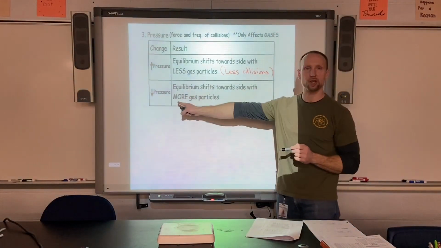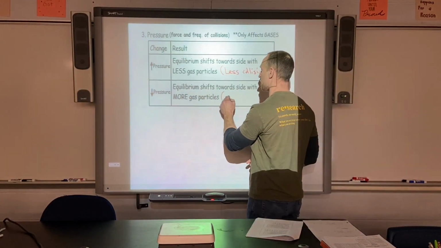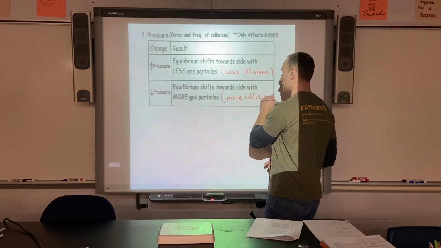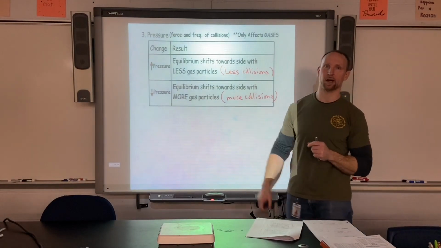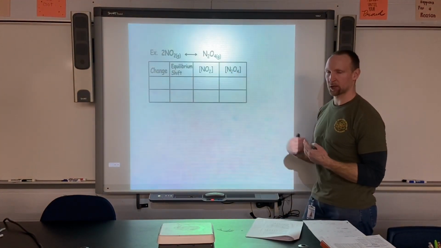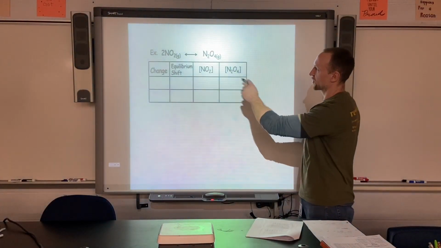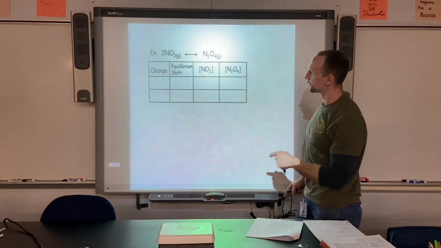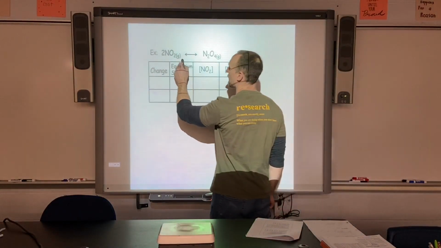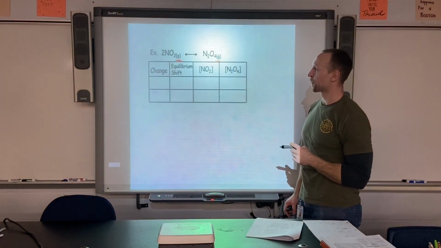And if I decrease the pressure, I want to shift to the side with more gas particles, because I'm going to get more collisions. And that's going to bring my pressure back up. Reduce the change. So let's look at our example here. This is a little bit trickier than temperature and concentration. So NO2 is producing N2O4, and notice it's reversible. So all we care about are gases. So there's my gases. That's all we care about.